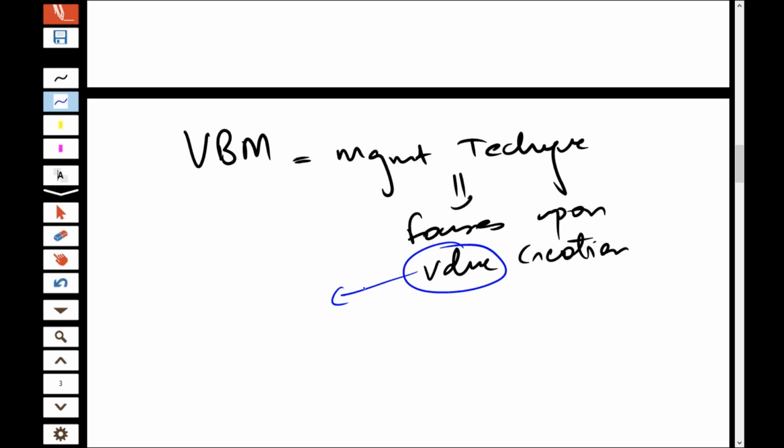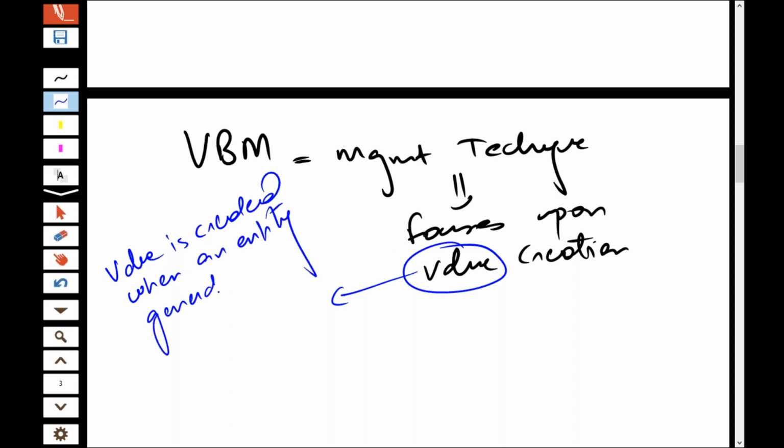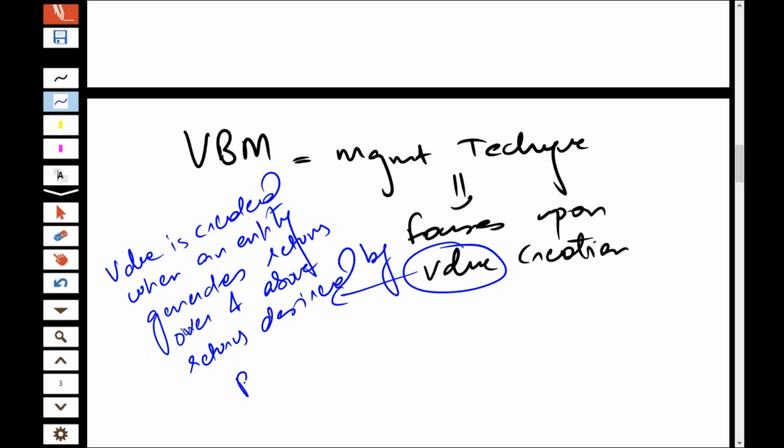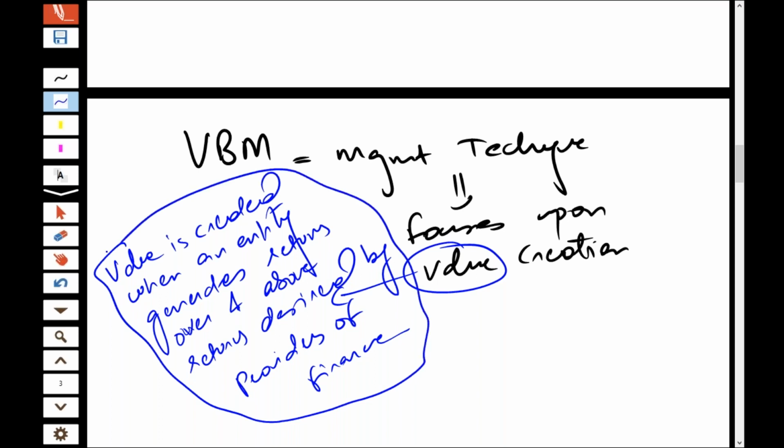So when we talk about the concept of value, value is created when an entity generates returns over and above the returns desired by providers of finance.